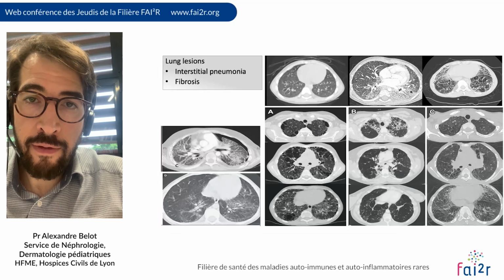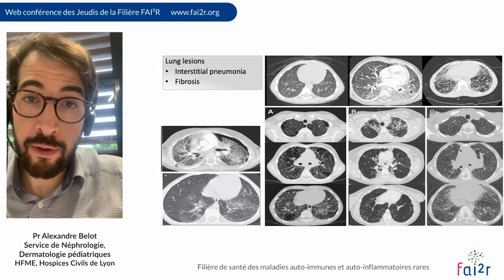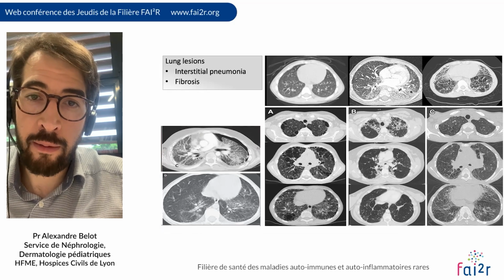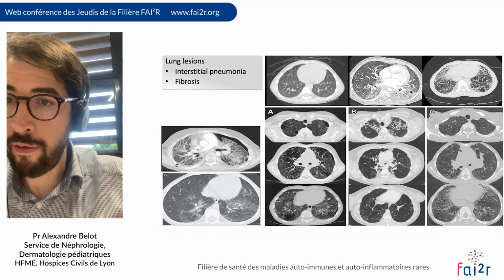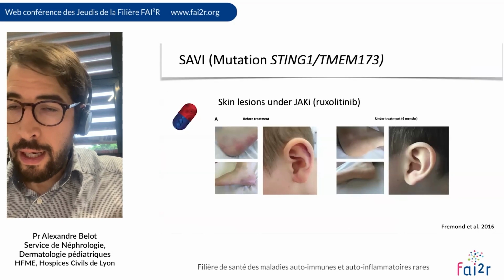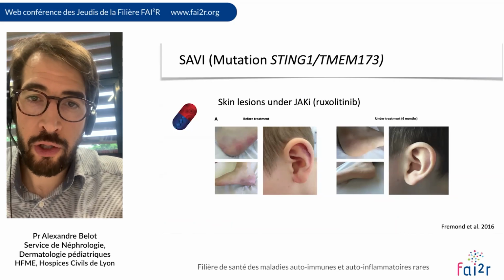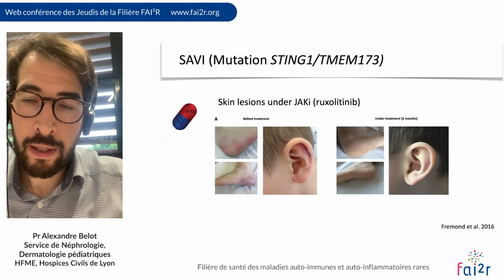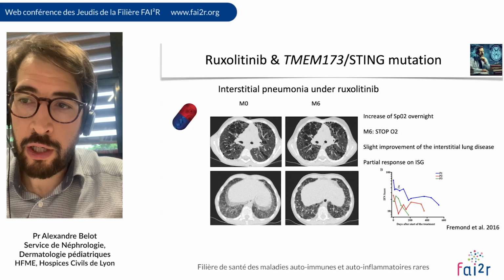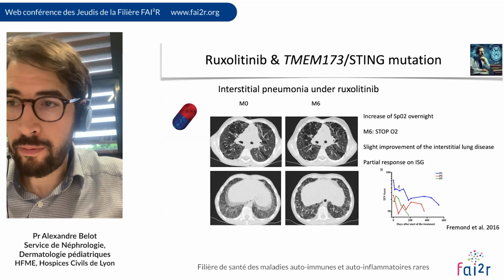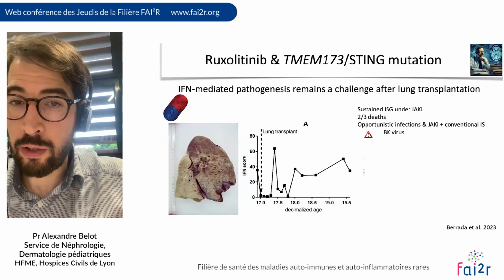The thing is that in SAVI patients, as in COPA patients, the lung disease is prominent and can even start as the initial symptom of the disease. Here you have different pictures showing the interstitial pneumonia of a SAVI patient. In our hands, we showed that JAK inhibitors can be helpful, at least for skin lesions and systemic symptoms like fever. It's not so clear for the lung disease. There was a slight improvement initially, but looking further, the lung disease progressed, and our patient was then transplanted.